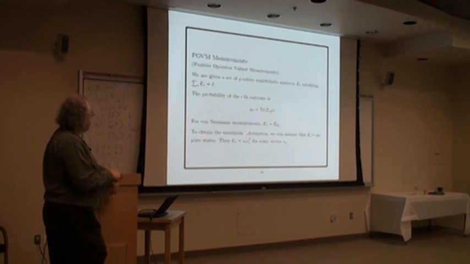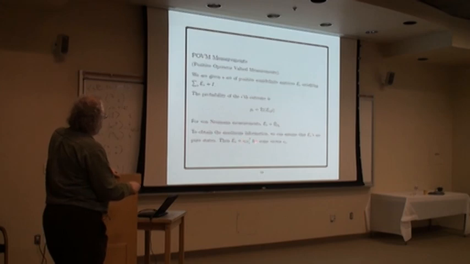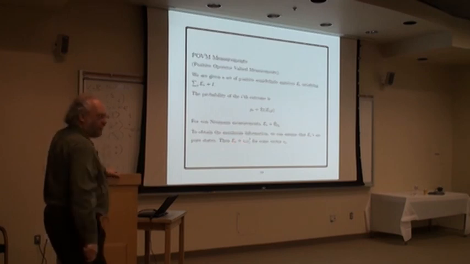And if you want to get the maximum information out of a measurement, you can show that you can assume that the E_i are rank one. So E_i is going to be some constant times a rank one matrix, E_i equals some alpha_i times the projector onto some vector v_i.